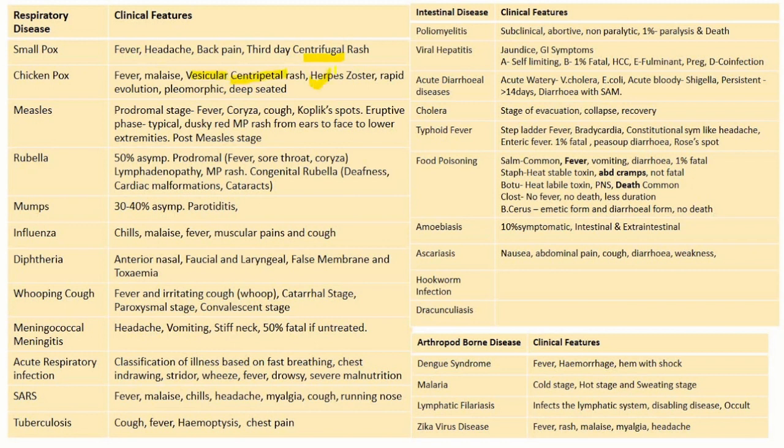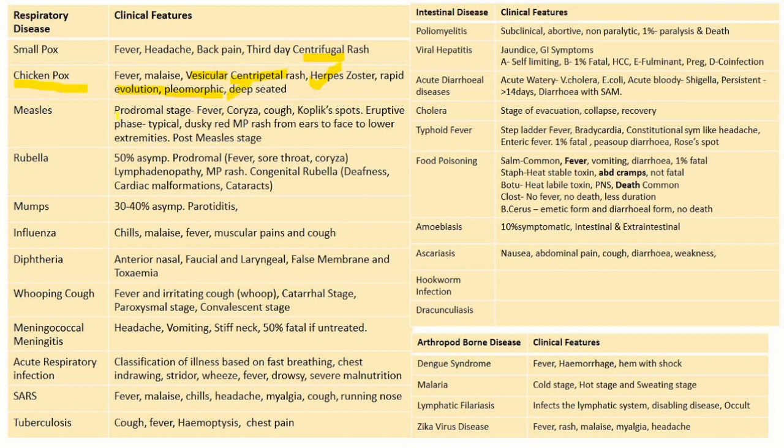Herpes zoster may be a latent infection, with rapid evolution, and it will be pleomorphic, which means it contains all the stages of the rash. That is MP, VP, scab, we say. That is macule, papule, vesicle, pustule, and scab. So all the phases will be present in pleomorphic. It will be a landmark for chickenpox. So it will be a deep-seated rash.